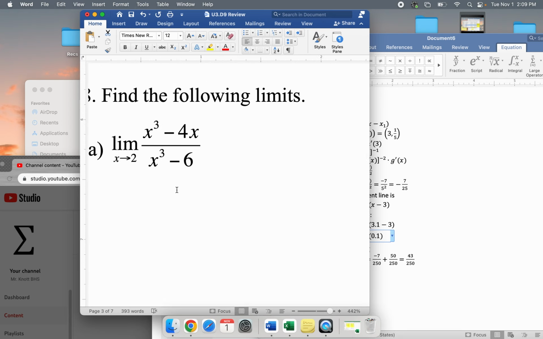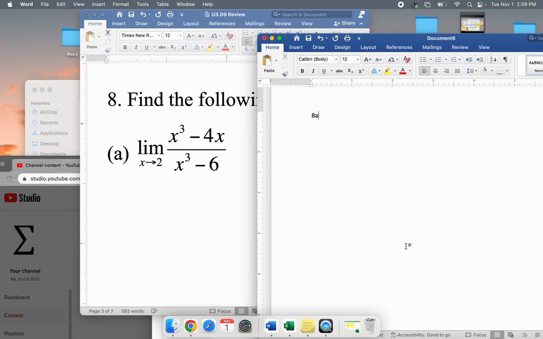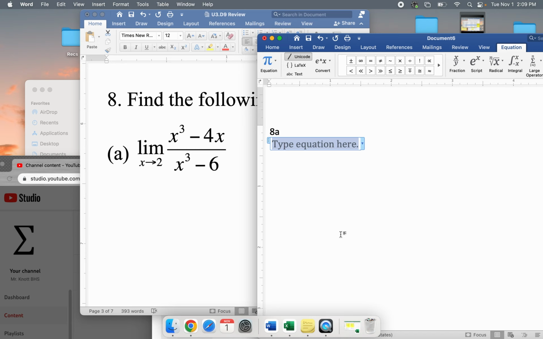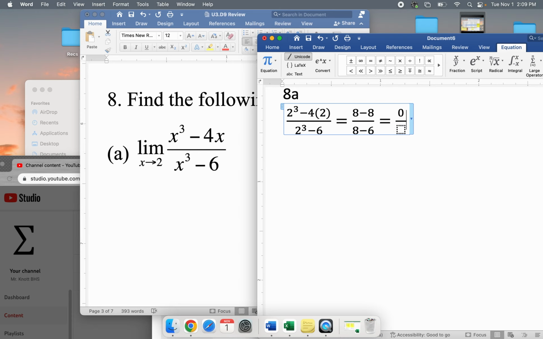So let's see, this one here, 8a. Let's have a look at this limit. Probably it's L'Hopital, but the first thing we need to do is plug the number in. So that's 2 to the third minus 4 times 2 all over 2 to the third minus 6. That's 8 minus 8 over 8 minus 6, which is 0 over 2, which is just 0. And that's the answer. It's just 0. You're not allowed to use L'Hopital's rule here.